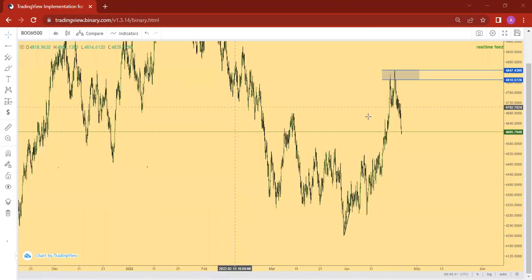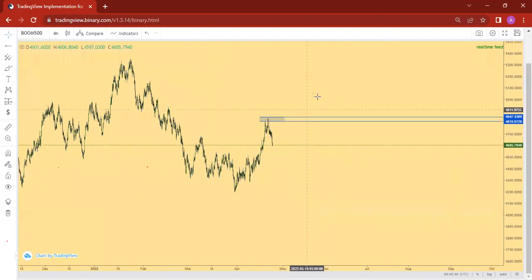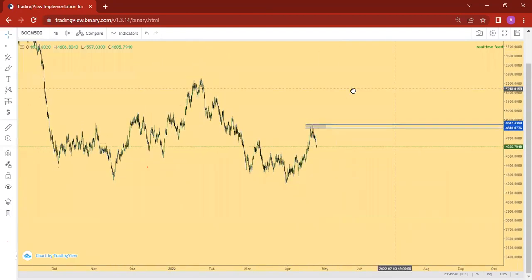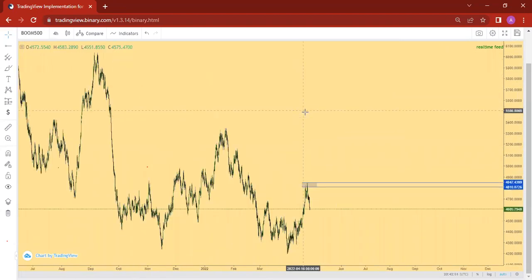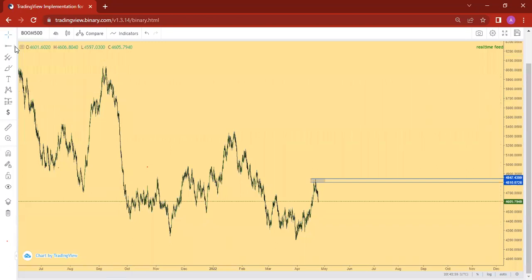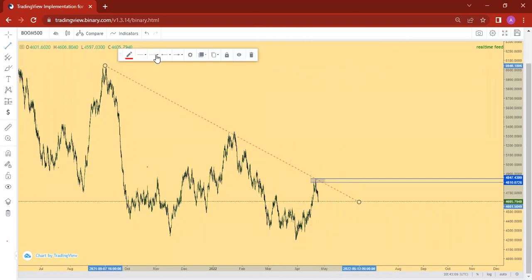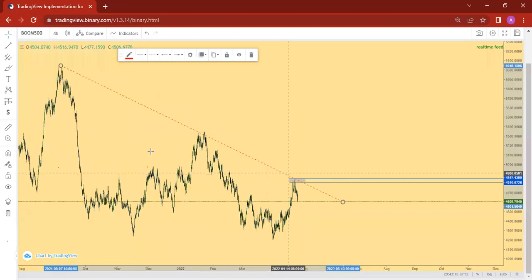Okay, so now this is where you actually get to use your time frames. Now I am on H4 Boom 500. I talked about the use of trend lines. So if we connect our trend line this way, we will see that price approached our trend line and then it reversed from the trend line here.